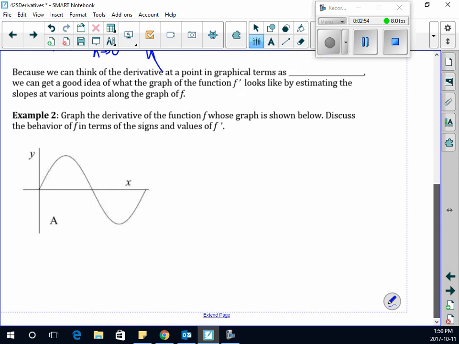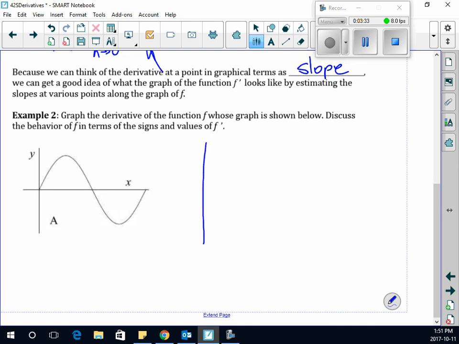Okay, because we can think of the derivative at a point in graphical terms as, what's the derivative again? Slope. We can get a good idea of what the graph of the function f prime looks like by estimating the slopes at various points along the graph of f. So here is the graph of f, and we need to graph what f prime would look like. This is pretty hard at first for some people, but if you understand what you're looking for, it actually gets quite easy.